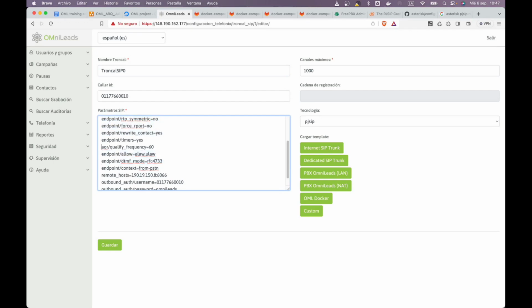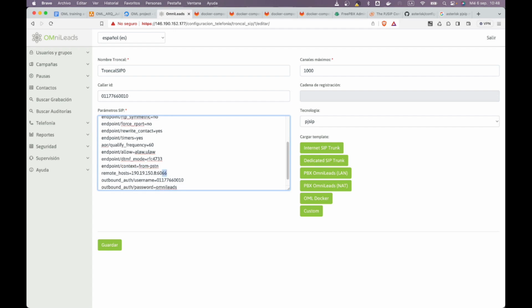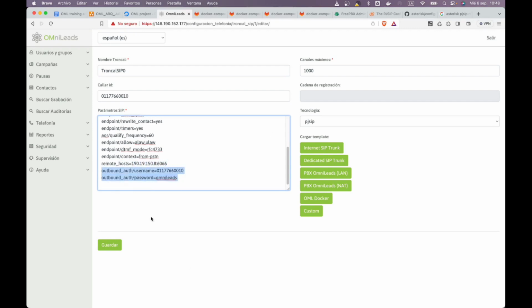Here's the codec part. What codecs are we going to allow for this trunk? If you wanted to use G729, you would have to put G729, or Opus, for example. The DTMF mode with which we are going to exchange the DTMF tones for this trunk. Then we have the context, this is very important. Don't touch it. If it's a trunk against the PSTN, it goes from-pstn. Then we have to put the port, even if it is 5060, the same, 5060. This is the endpoint with which we are going to trunk, and the user and the password.